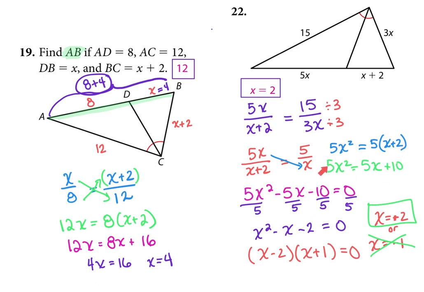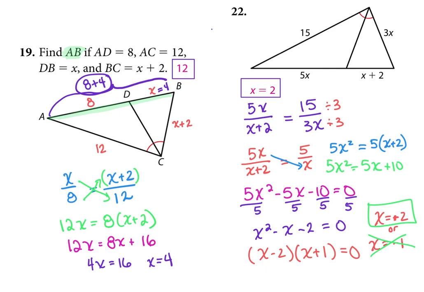This is pulling back from algebra 1. If you have an X squared, you need to set it equal to 0 and then factor and solve. So I moved my 5X over. I moved my 10 over. So I have 5X squared minus 5X minus 10 all on one side and 0 on the other. This pulls back from factoring or unfoiling from algebra 1.